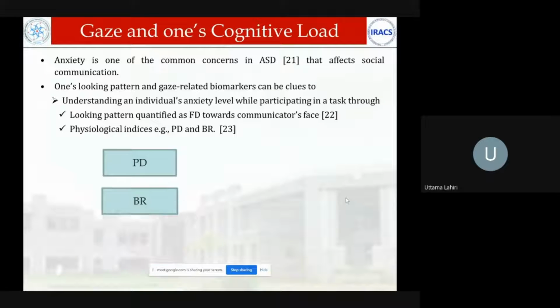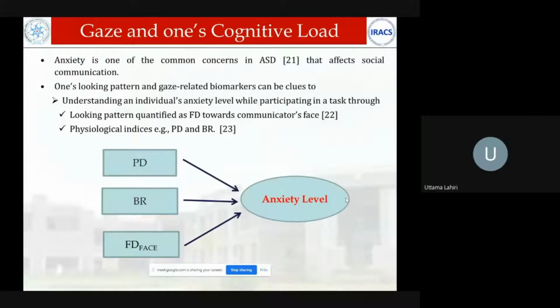In fact, literature shows that the pupil diameter, blink rate, and fixation duration towards the face region all are related to anxiety level, with increase in pupillary dilation and increase in blink rate being related to increase in anxiety level. That in turn also is connected with reduction in fixation duration towards the face region. So this is what is there in literature.